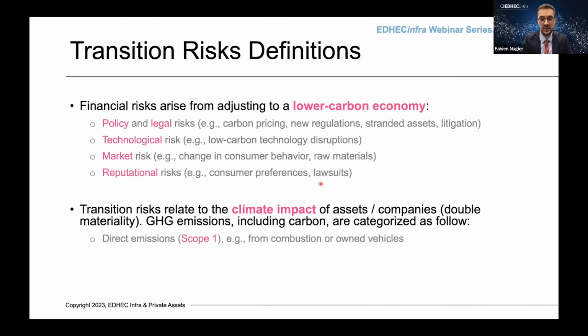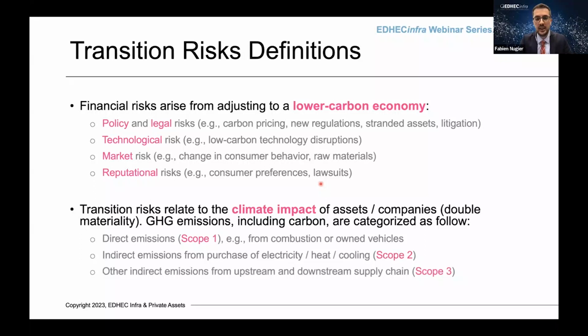And for GHG emissions, including carbon, we usually split those emissions in 3 different types. The first one is direct emissions, the Scope 1 emissions, which are generally the stationary sources of emissions and vehicles that may be owned by the company. There are also Scope 2 emissions, which is the indirect emissions from the purchase of electricity, heat, and cooling. And finally, Scope 3 emissions, which are the hardest to catch and as well to model, which describe the indirect emissions from upstream and downstream supply chain activities.